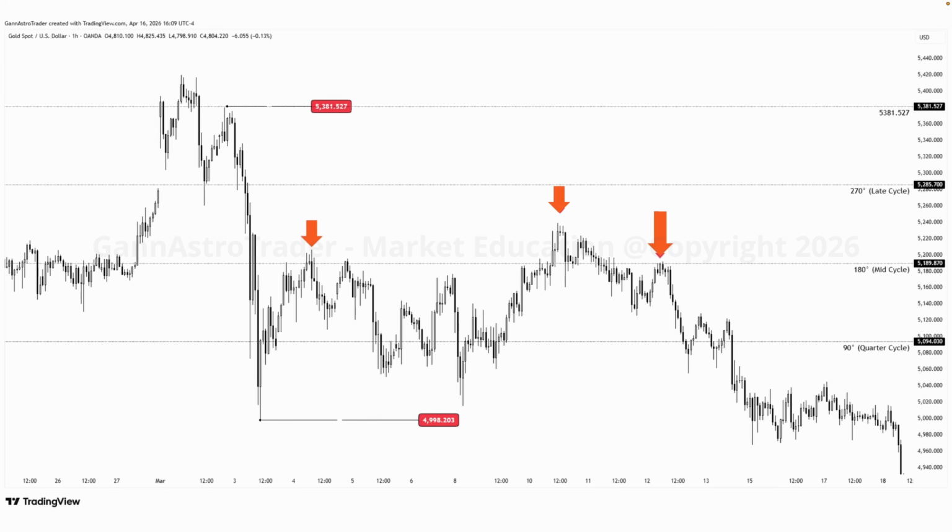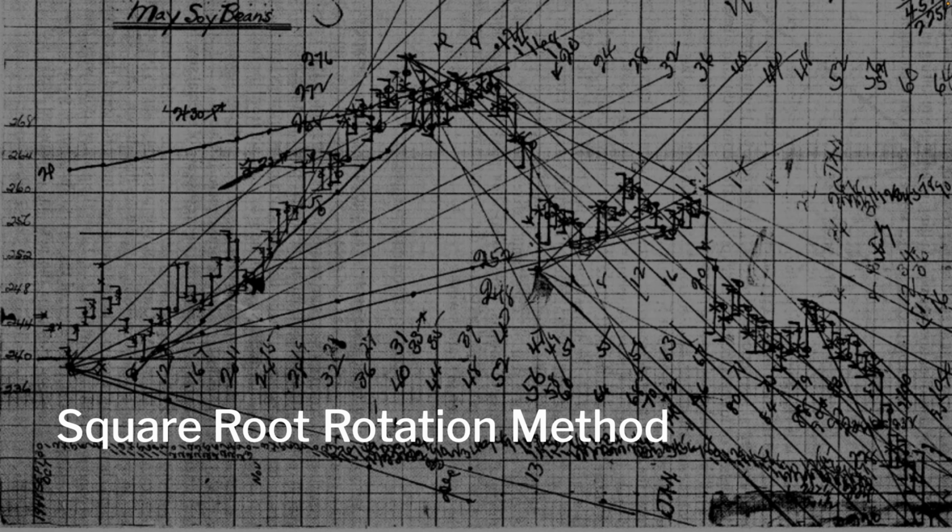Most traders look at price as a straight line, moving up and down without structure. But this view ignores how movement actually develops. Price does not expand evenly. It accelerates and decelerates in a structured way.